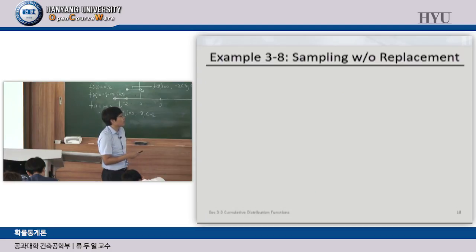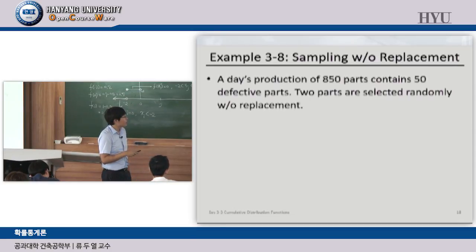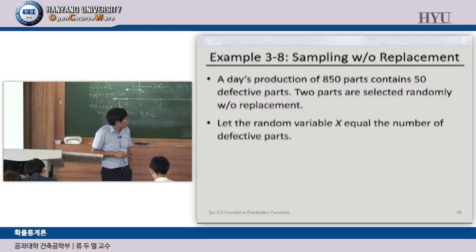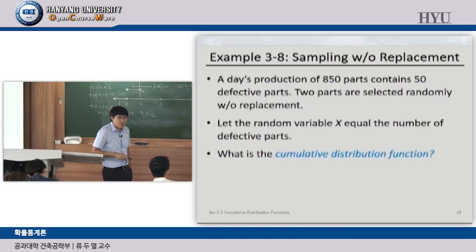And this is another example for the case of sampling without replacement, okay? A day's production of 850 parts contains 50 defective parts. So in this case, 2 parts are selected randomly, which means equally likely, without replacement, okay? So let the random variable x equal the number of defective parts. So what is the cumulative distribution function for this question?